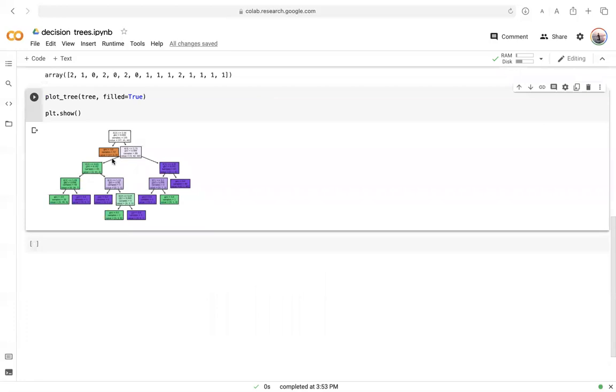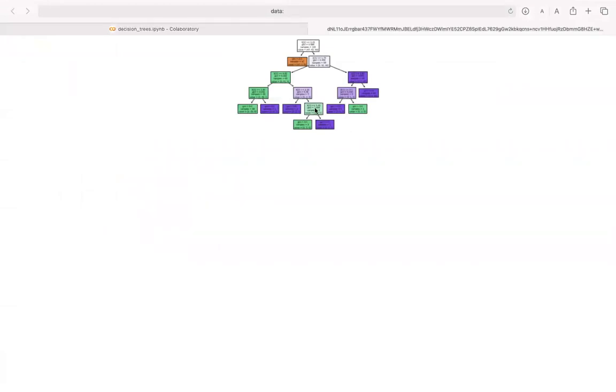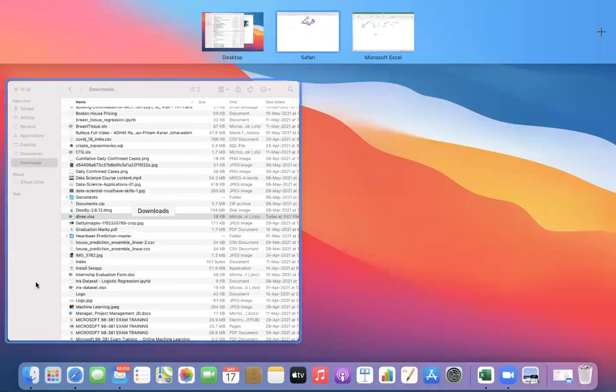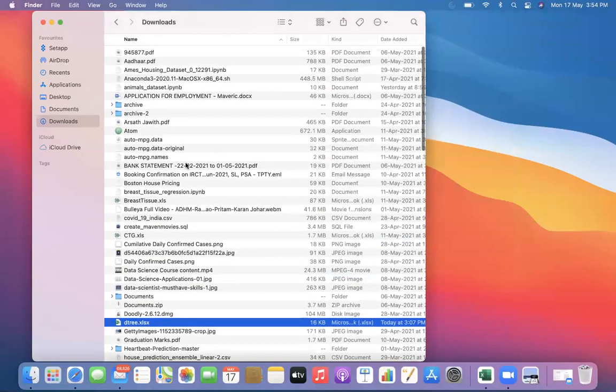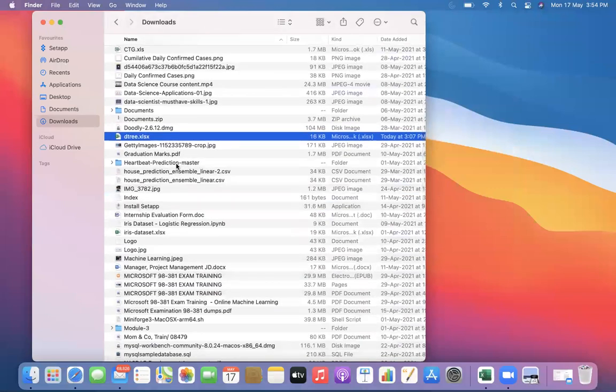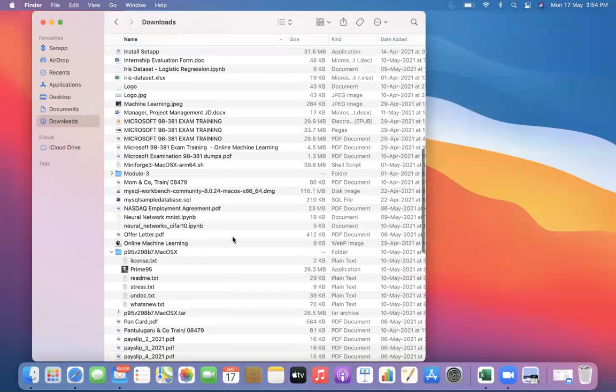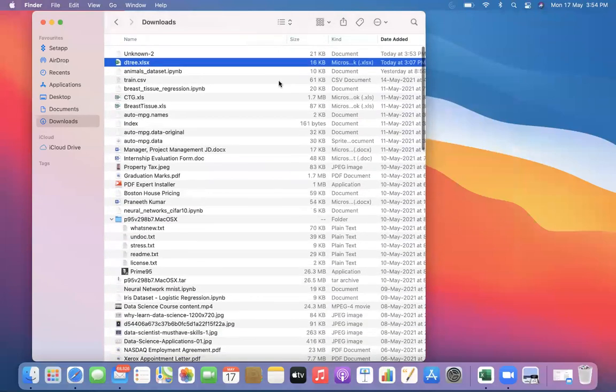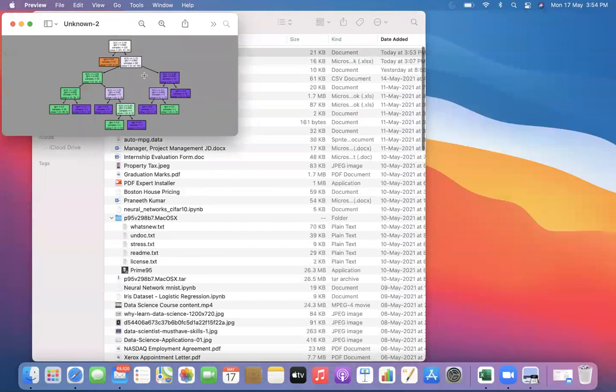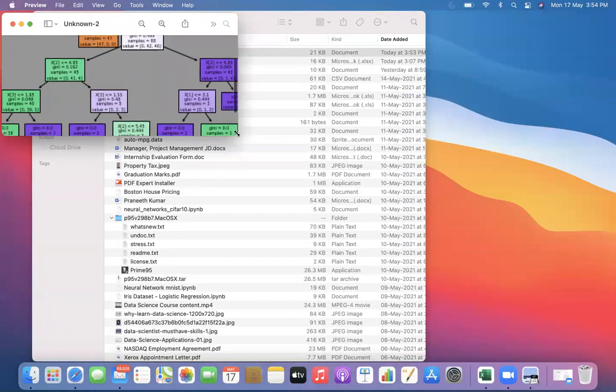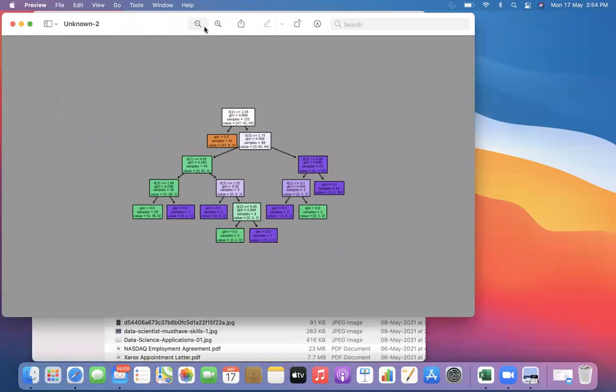Okay, so let me try to enhance this image if I can get it better. Let me save this image to downloads. Okay, let me open that in downloads. Here you go. It's pretty small, okay, but you can actually see it.